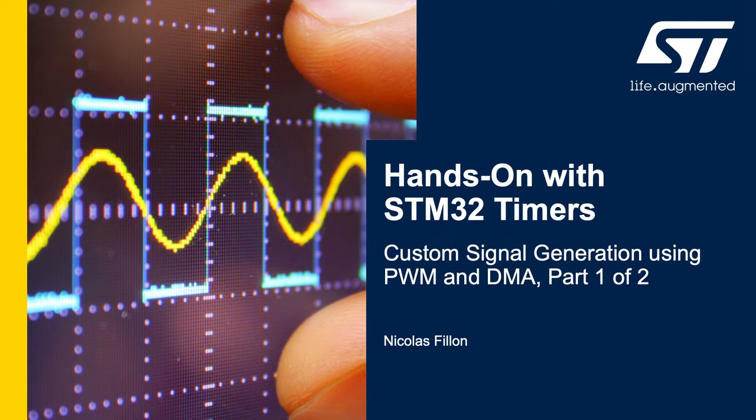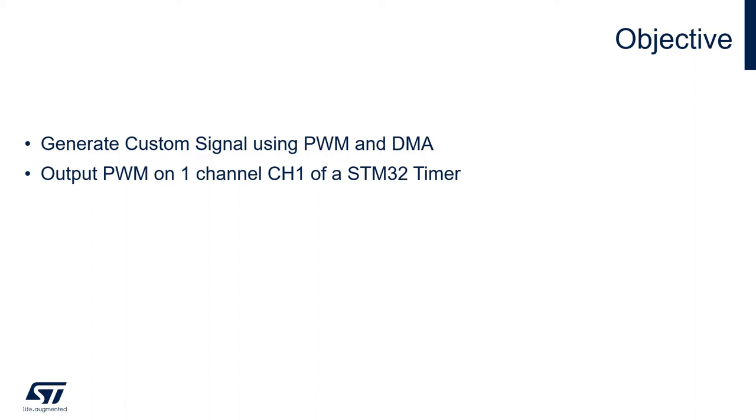In this video, I will teach you how to generate custom signals using PWM and DMA of our STM32 microcontrollers. This is part one, there will be a part two. The objective is to generate custom signals using PWM mode of our STM32 timers and the DMA. We will output PWM signals on the channel 1 of a selected timer.